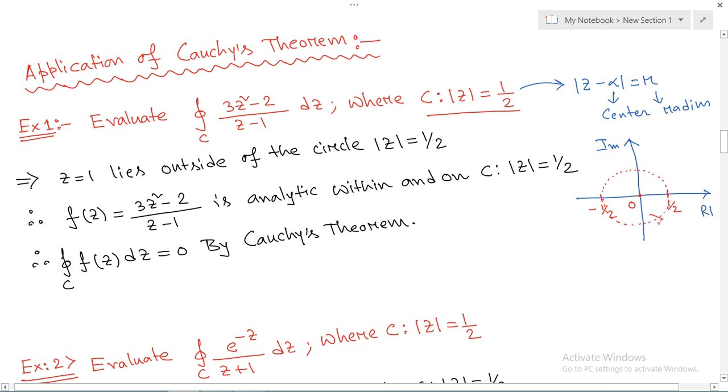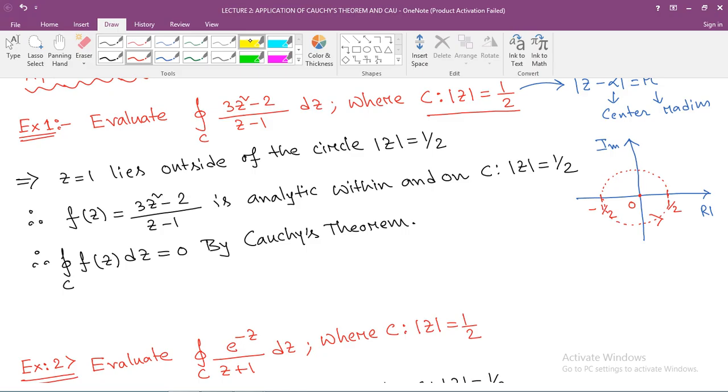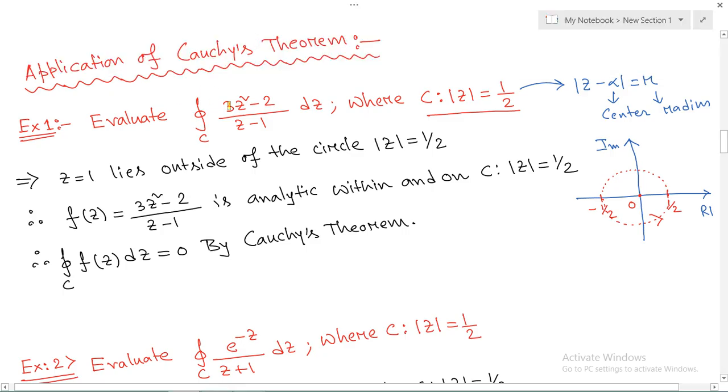This circle drawing is the first priority of all the complex integrations that we are going to learn in this whole unit. Now let us come to the solution part. First of all, after drawing the circle, we have to understand the structure of the function. Here the function is given as (3z square minus 2) divided by (z minus 1). Right? Now if we consider this function as our f of z, this function is undefined at which point?